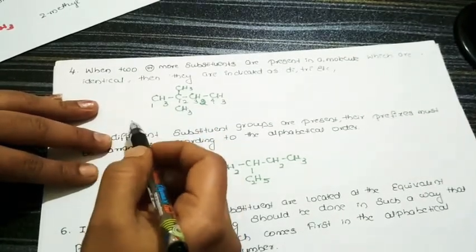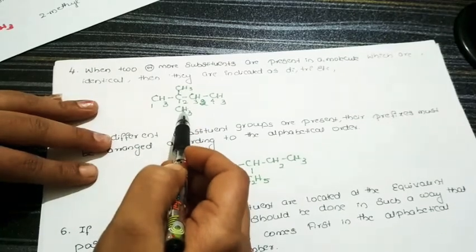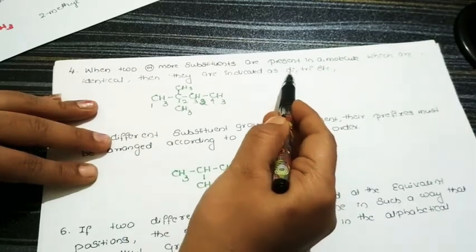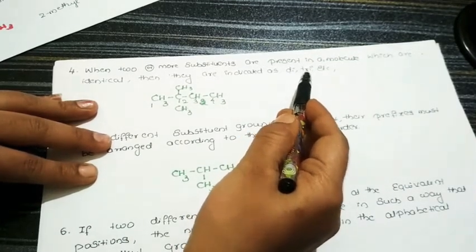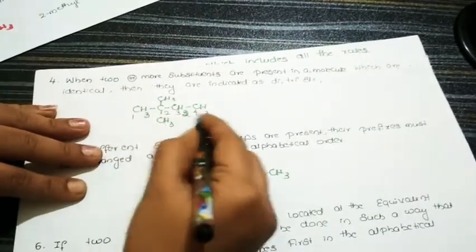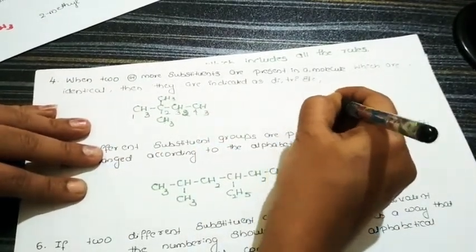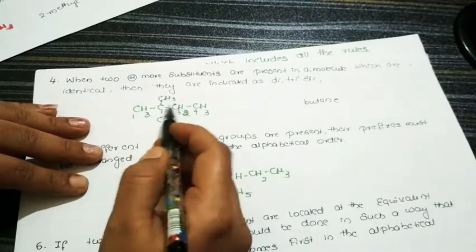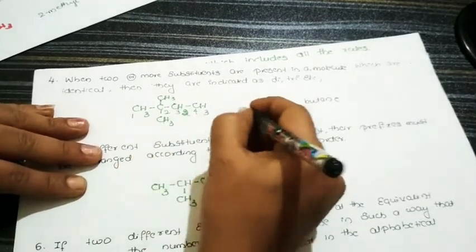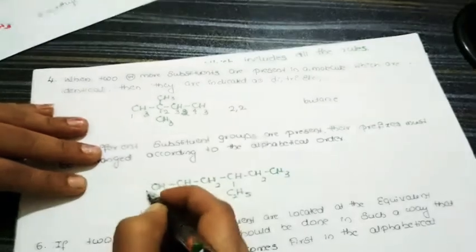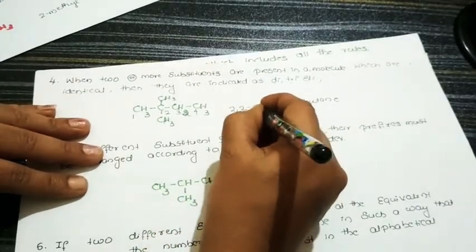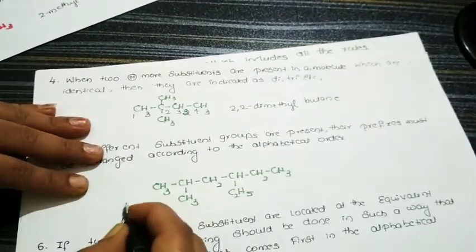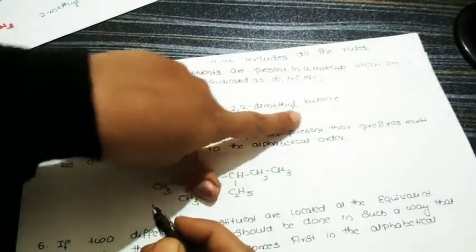Now the fourth rule is telling that when the substituents are identical, you need to indicate it by the words di, tri. If two groups are there, I'm going to use di. If three groups are there, I'm going to use tri. So here, just see what will be the root word, students. The root word will be butane because 4 carbons are there. Now at the second position we have a methyl, and at the same second position we have another methyl. So 2,2-dimethyl. Why am I using dimethyl? Because 2 methyl groups are there. So 2,2-dimethylbutane.